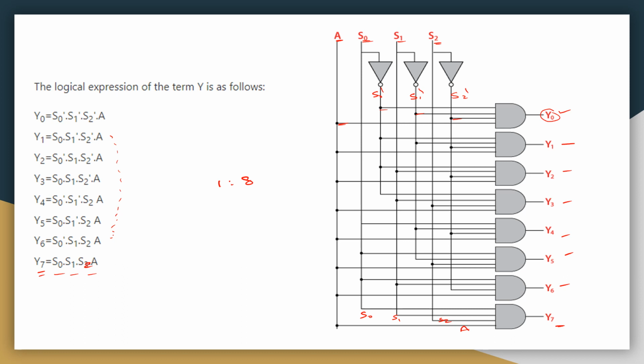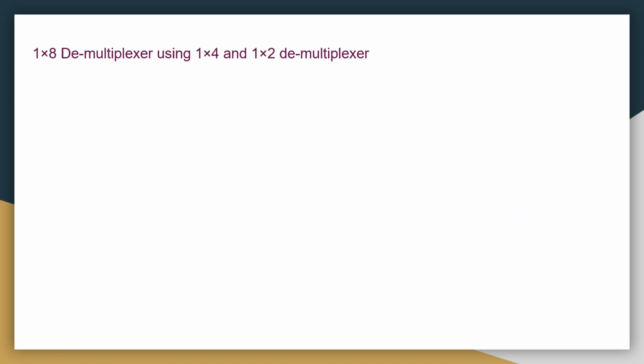The same concept can be extended for the 1:16 demultiplexer also. Again, I will show that one to you. Before going to that, let us see how the 1:8 demultiplexer can be obtained by using 1:4 and 1:2 demultiplexers. First we will see this one. Later we can go for the 1:16 demultiplexer. Now understand, the concept is the 1:8 demultiplexer using 1:4 and 1:2 demultiplexers.